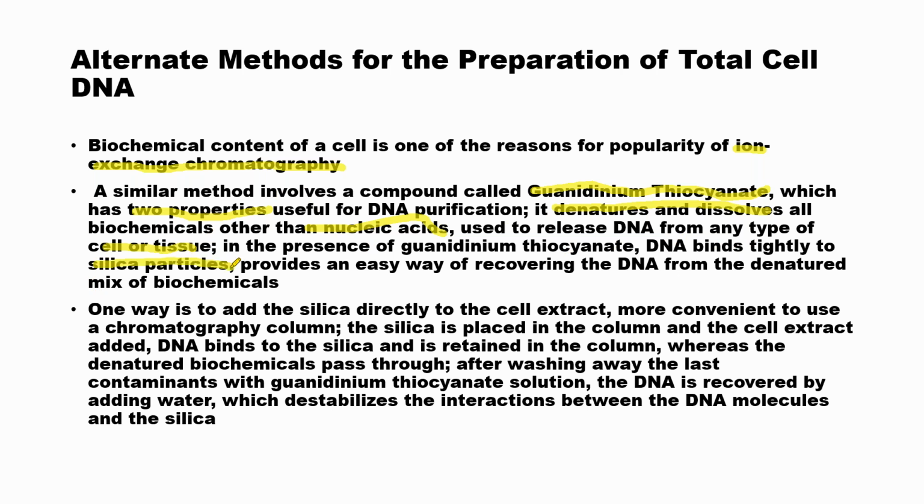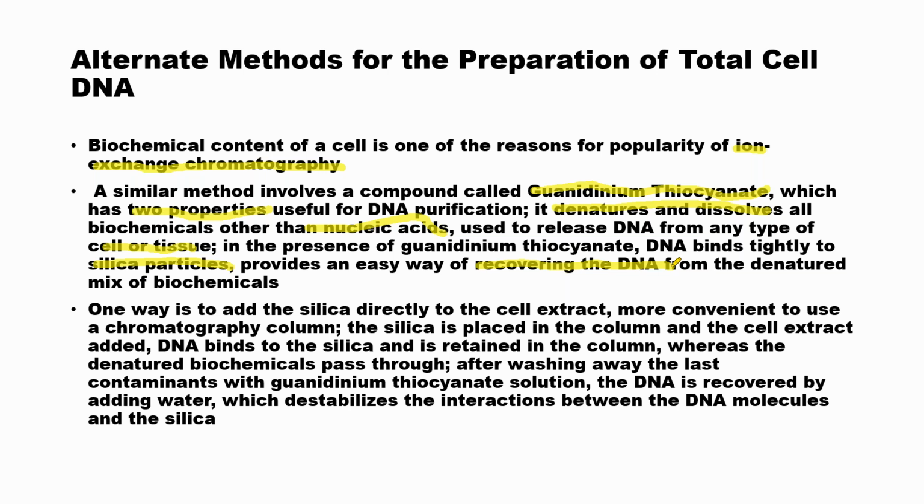So that is another function of guanidinium thiocyanate. The first function is that guanidinium thiocyanate will denature and dissolve all other biochemical molecules except nucleic acids in a cell extract. Very good. The second function is, in the presence of guanidinium thiocyanate, DNA or the nucleic acid will bind tightly to silica particles. As a result, it is easy to recover the DNA from the denatured mixture of biochemicals. So if we are using guanidinium thiocyanate, purification is easy and recovery is also easy.